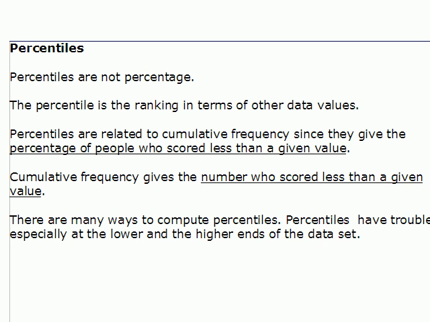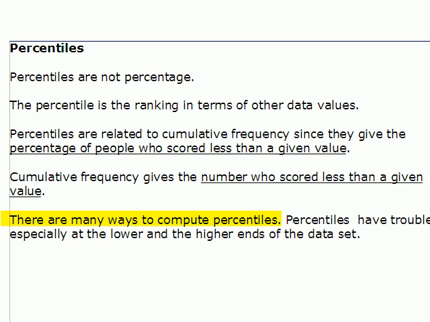Percentiles are a very common measure of position. You see them in all sorts of standardized testing. The most interesting thing about percentiles, from someone who's more in mathematics, is that there are many, many ways to compute percentiles. Okay, so what is really meant by a percentile?